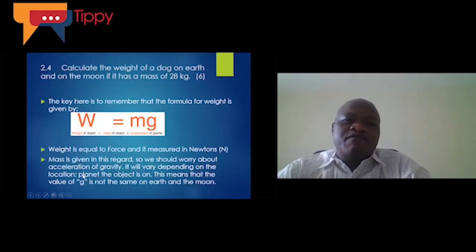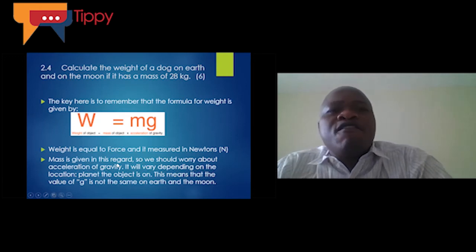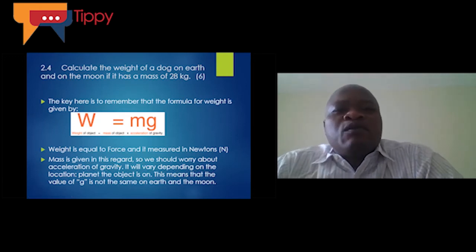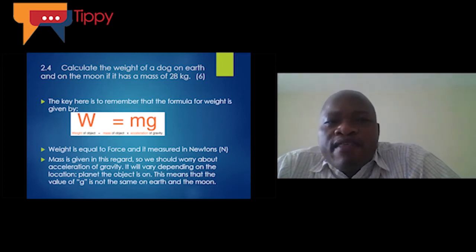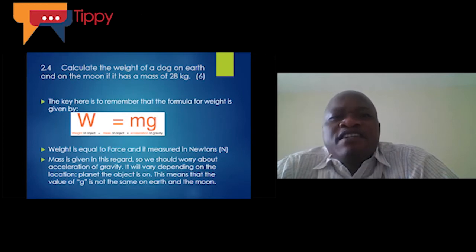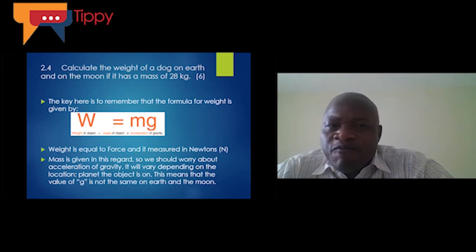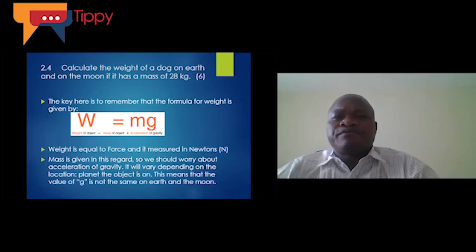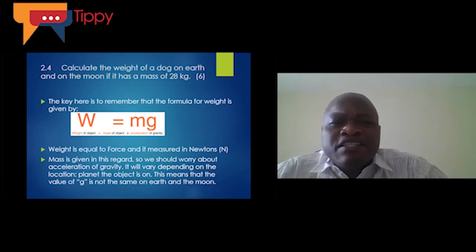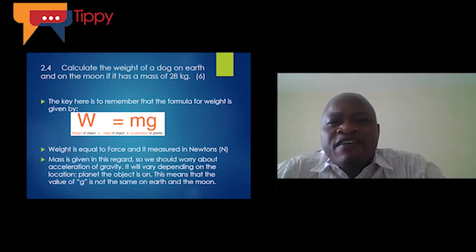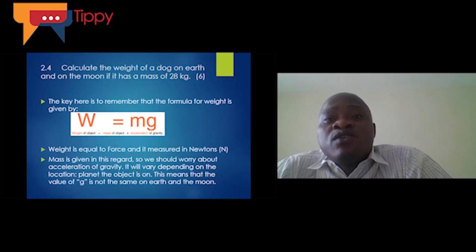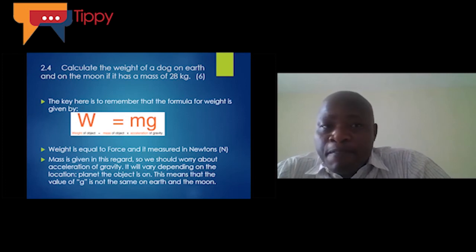Let's go to 2.4. In 2.4, the question there is: calculate the weight of a dog on Earth and on the moon if it has a mass of 28 kilograms. So here, what is important is to note that we are given mass, which is 28 kilograms. All right.